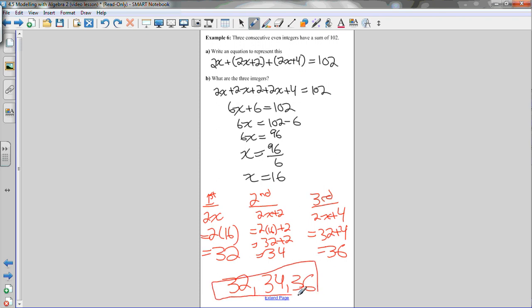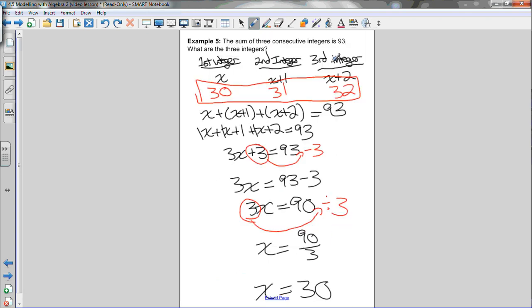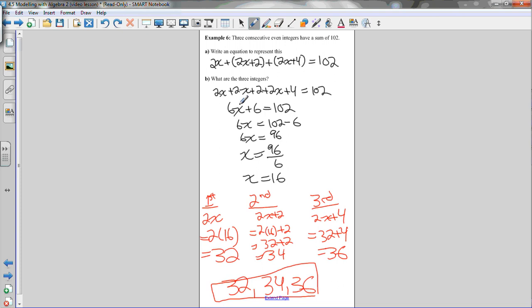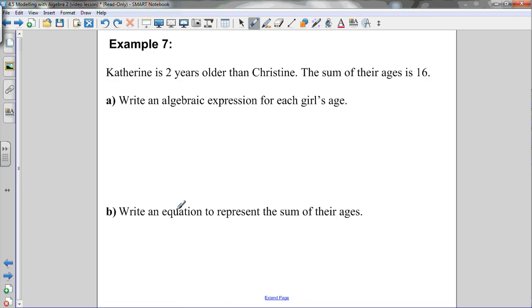And those three integers have a sum of 102. And we could check that. You could add up 32 plus 34 plus 36, and you'd figure out that equals 102. So we've done this properly. We probably should have checked the last one too. After you've found your three integers, make sure that those three integers add up to the sum it gave you in the question. So it asks us to find three consecutive integers that have a sum of 93. 30 plus 31 plus 32 does equal 93, so that one's right. And this one, three consecutive even integers that add to 102. 32 plus 34 plus 36 does equal 102, so that one is correct as well.